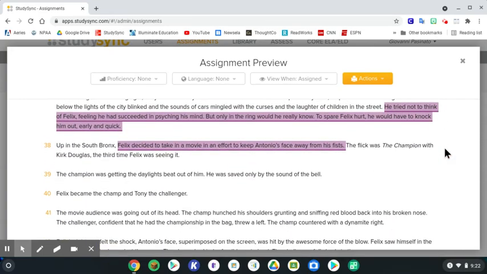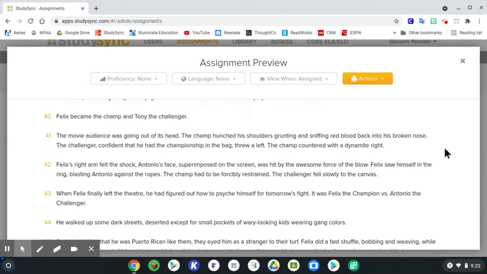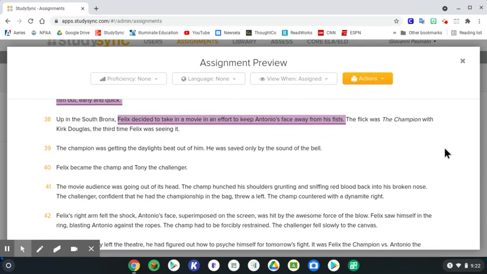How does Felix respond? Again, the boys are not together at all. Up in the South Bronx, Felix decided to take in a movie in an effort to keep Antonio's face away from his fists. The flick was The Champion with Kirk Douglas, the third time Felix was seeing it. If you read the rest of this, you're going to find out Felix does not get the result he wanted.